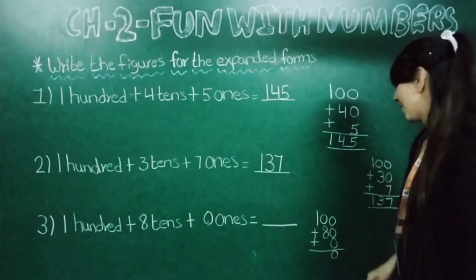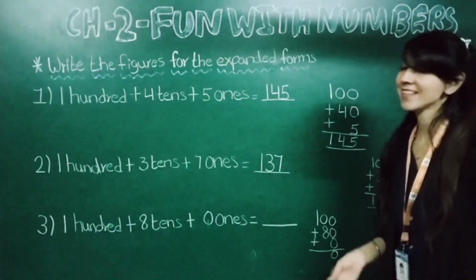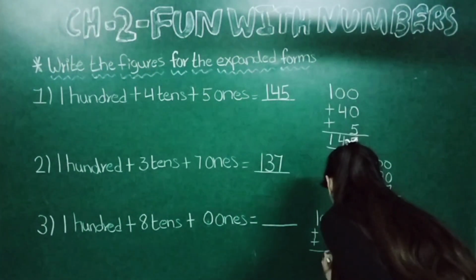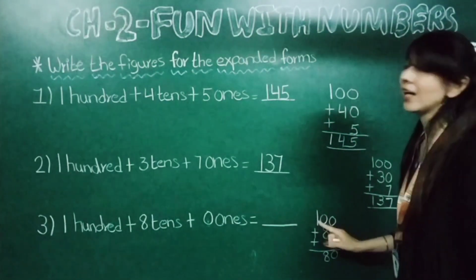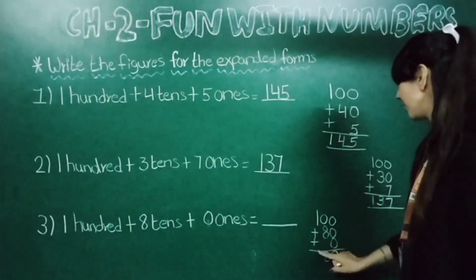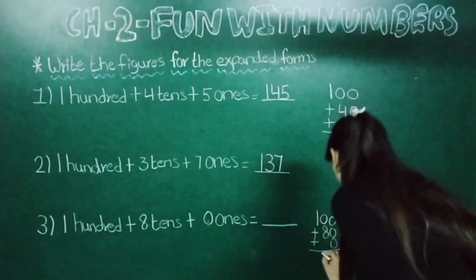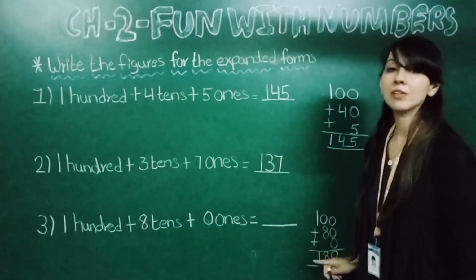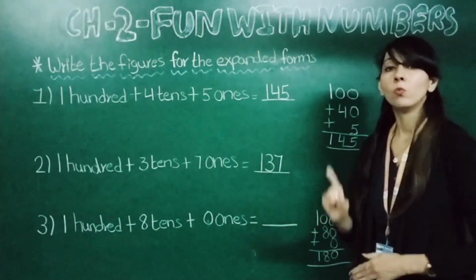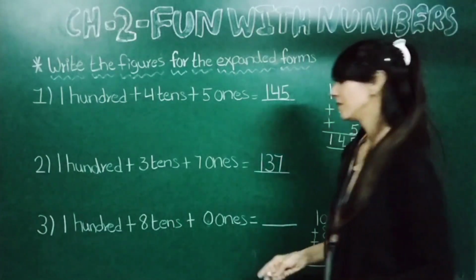Okay. Now 0 plus 8. Yes, 8. So here we will place 8. Now coming to this one. Yes, we will write here 1. Okay. Now this is how we will write here in this blank, 180. Understood?